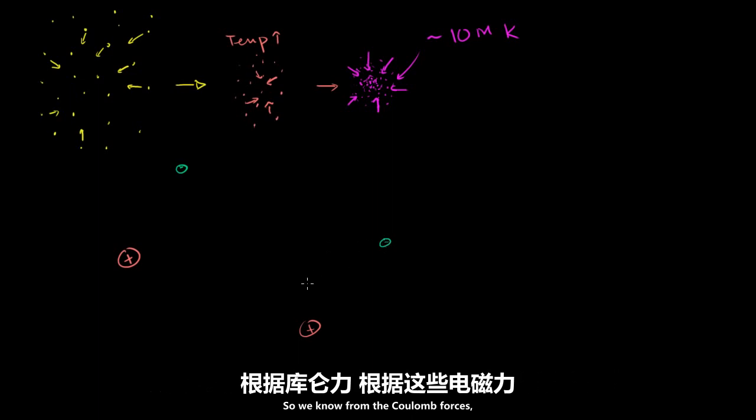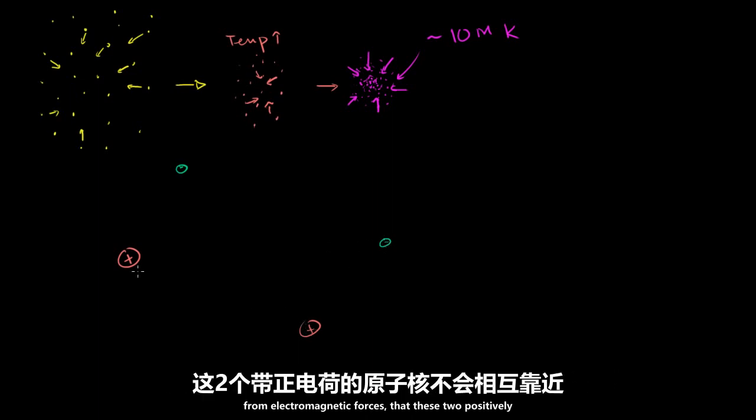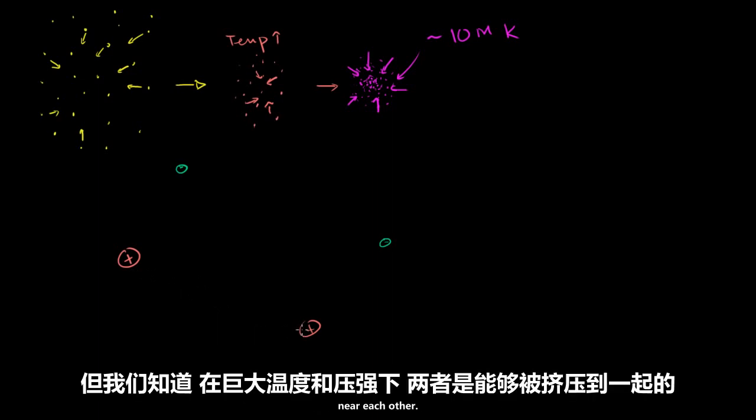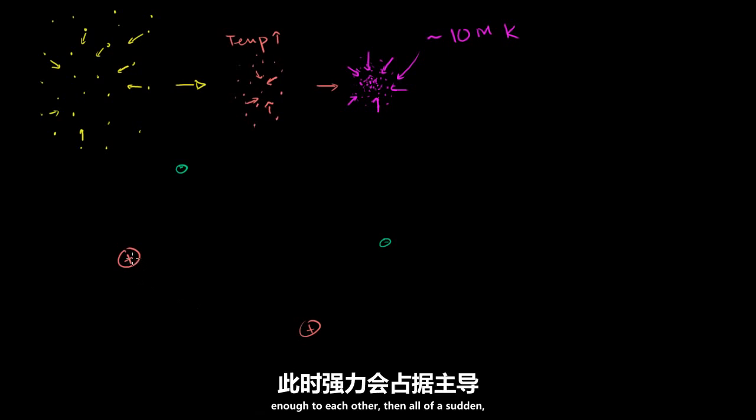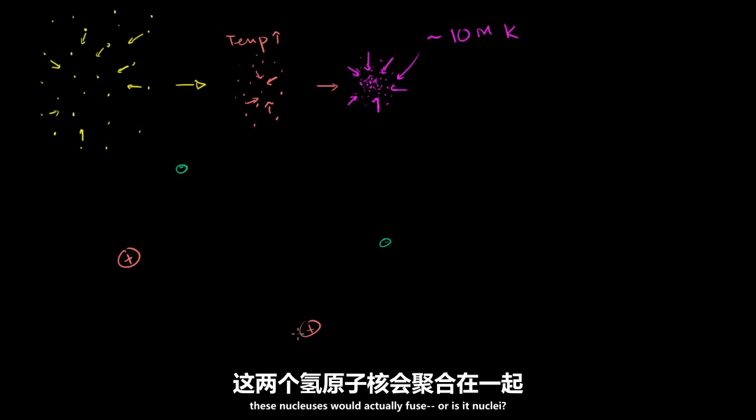So we know from the Coulomb forces, from electromagnetic forces, that these two positively charged nuclei will not want to get anywhere near each other. But we do know from what we learned about the four forces that if somehow, under huge temperatures and huge pressures, you were able to get these two protons close enough to each other, then all of a sudden the strong force will overtake. It's much stronger than the Coulomb force, and these two hydrogen nuclei would actually fuse together.